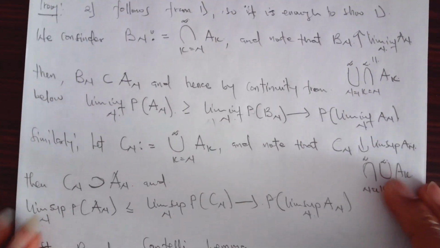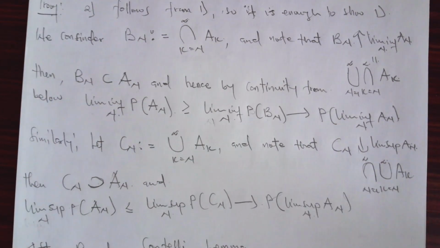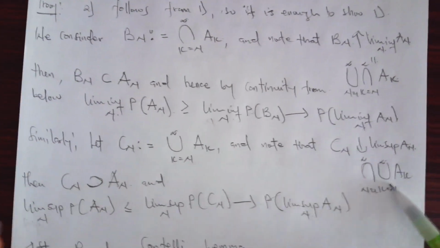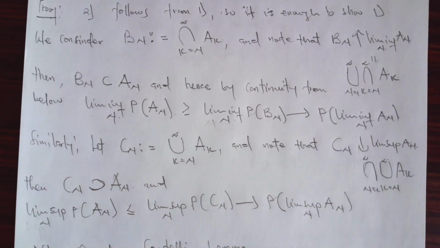Similarly, we take the set Cn and define it as the countable union from k from n to infinity. By definition, this is the lim sup side, and the lim sup definition is that you take the countable intersection of countable unions. Since you are picking this aspect, if you intersect this, it actually decreases it. So Cn decreases to the lim sup of An from above.